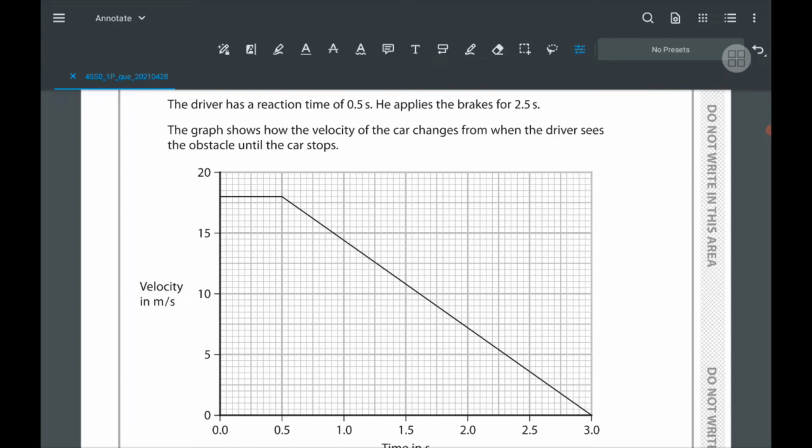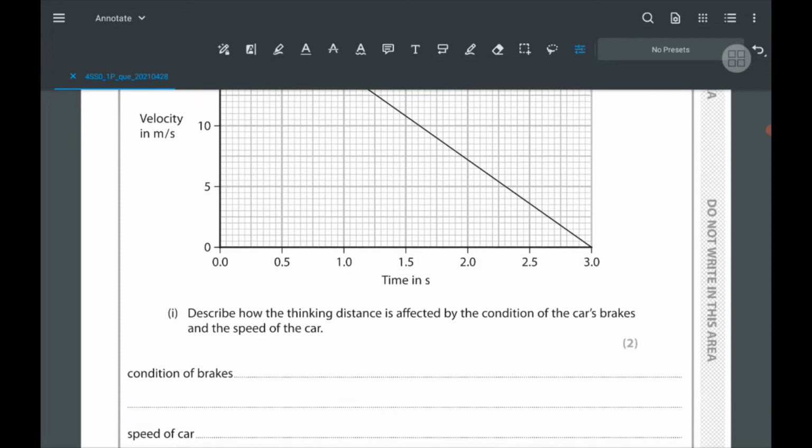The first section, the vehicle is going at constant speed. That is the part where we say thinking distance. And the rest of it, you can see that the velocity decreases gradually. That section is called the braking distance. So, the addition of this whole area will be the total distance. Now, let's see what are the questions.